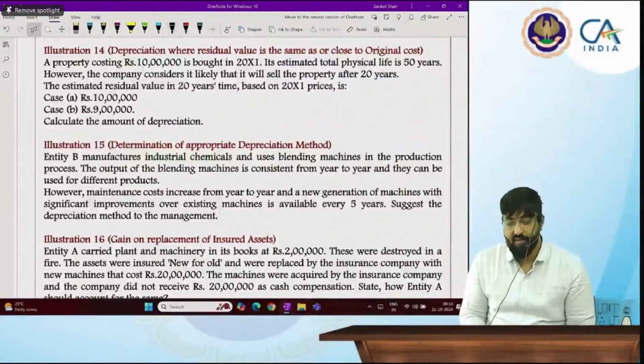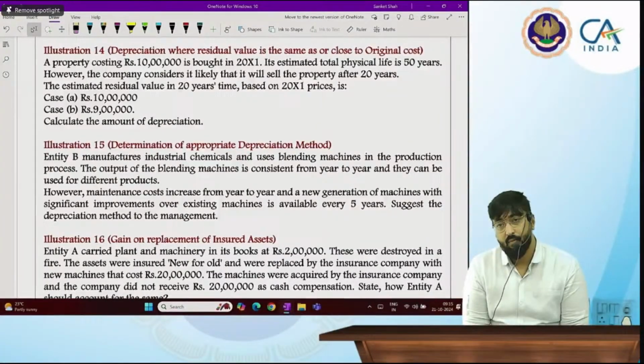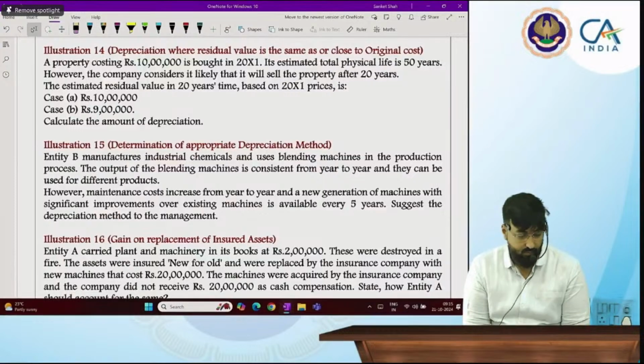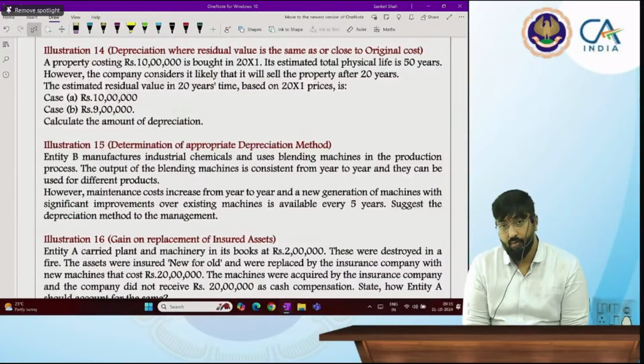Okay. Next, question 14. A property costing 10 lakh rupees is bought in 2021. It is estimated the physical life is 50 years, so 10 lakh divided by 50. However, the company considers it is likely to be sold after 20 years. The estimated residual value in 20 years' time, based on 2021 prices, is: case A 10 lakh, case B 9 lakh. Calculate the amount of depreciation.